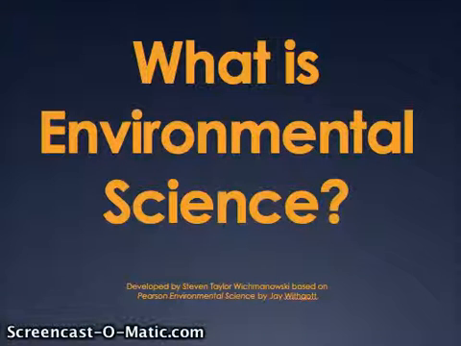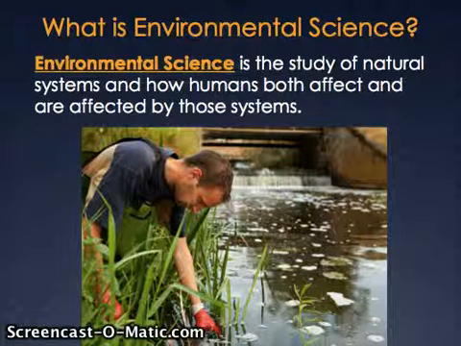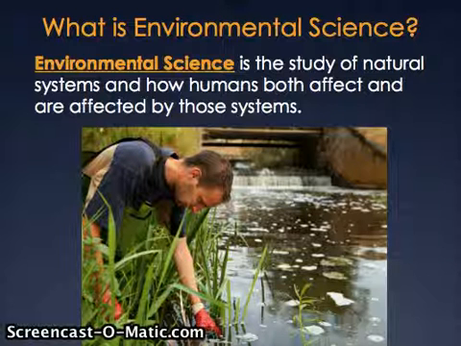So this is the first PowerPoint presentation. What is environmental science? In this first slide, it's just the definition of environmental science. When I present this, I will read it. Environmental science is the study of natural systems and how humans both affect and are affected by those systems. Some kids can take that and run with it, but a lot of kids need some supplemental checks for understanding.